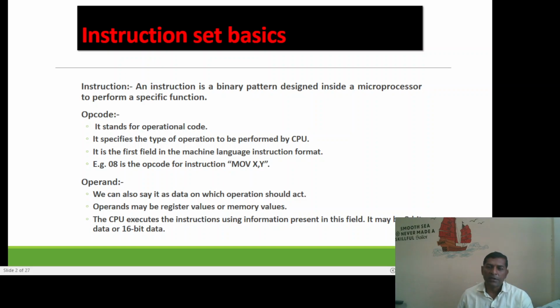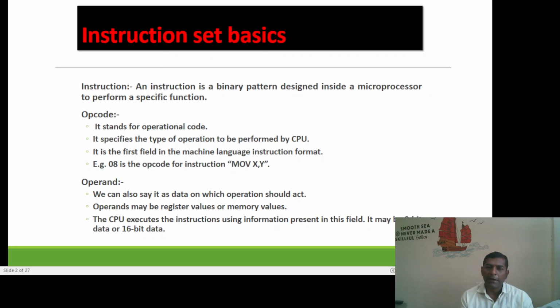We have an instruction defined in two different parts. The first part is opcode and the second part is operand. Opcode stands for operational code. It specifies the type of operation to be performed by the CPU. Since the CPU is able to execute different types of instructions, all these functions are defined as instructions. It is the first field in the machine language instruction format.